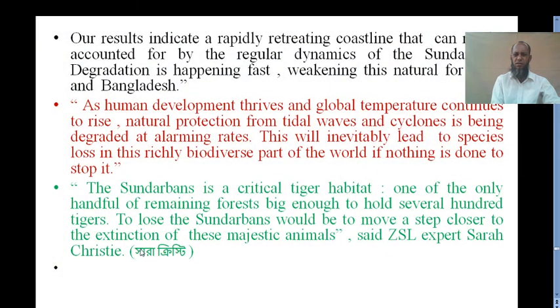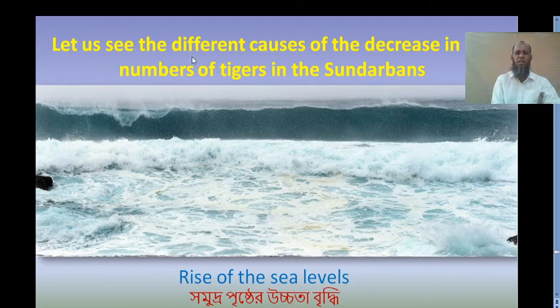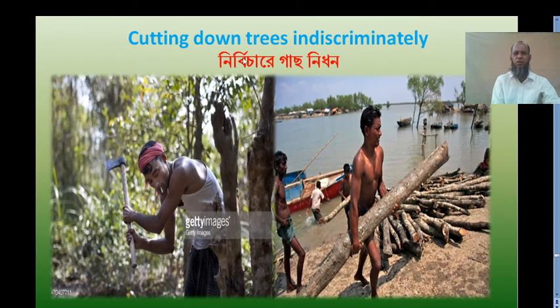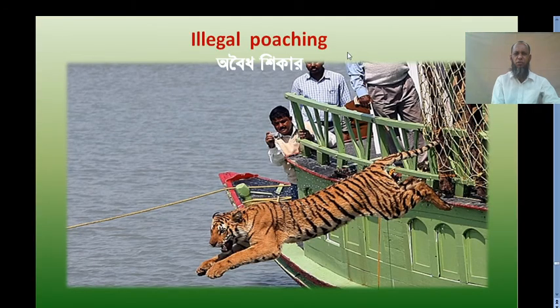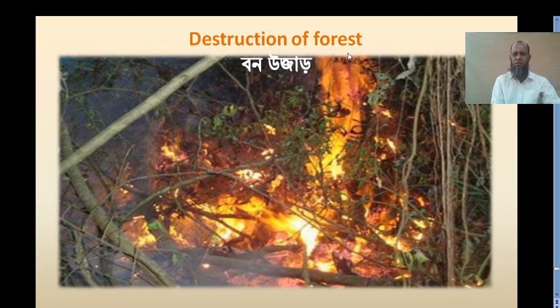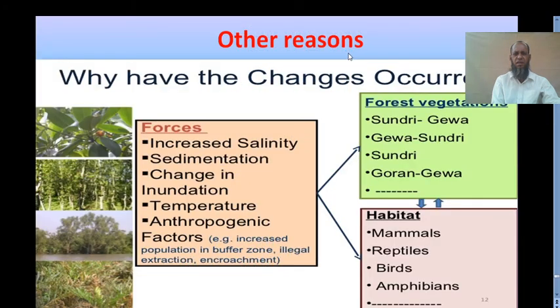This is all about the passage. I know you have understood everything of this passage. And now let us move to the next slide. Let us see the different causes of decrease in the numbers of tigers in the Sundarbans. Rises of the sea levels. Cutting down trees indiscriminately. River erosion. Illegal poaching. Pollution. Destruction of forests. Natural disasters. And other reasons like increased salinity, sedimentation, change in the inundation, temperature rise, anthropogenic factors.